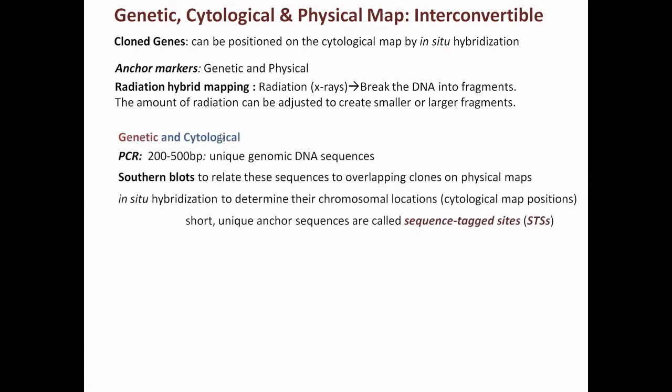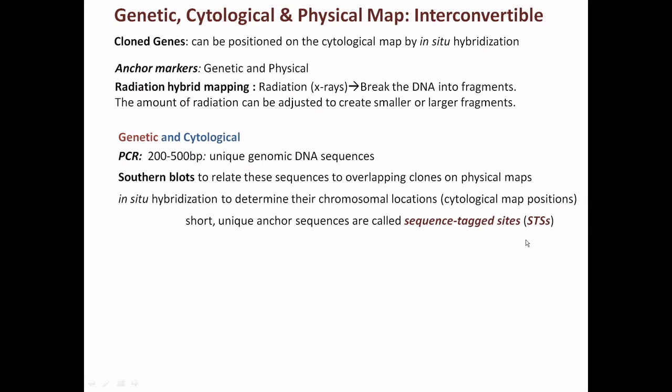Then the genetic and the cytological map. So it is PCR based, 200 to 500 base pairs, because in one reaction we can sequence up to 800 nucleotides. Then the specific place can be identified using probes, and those probes are used in Southern blot to relate the sequence to overlapping clones on the physical map.